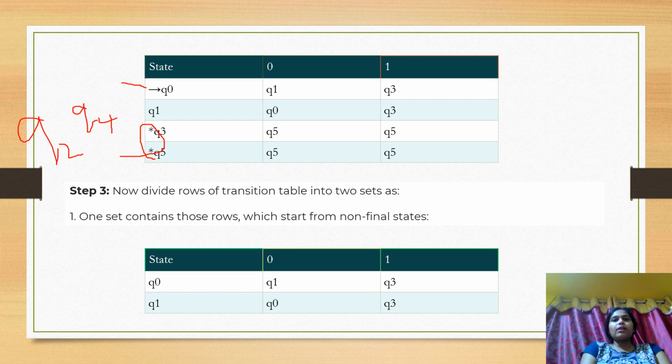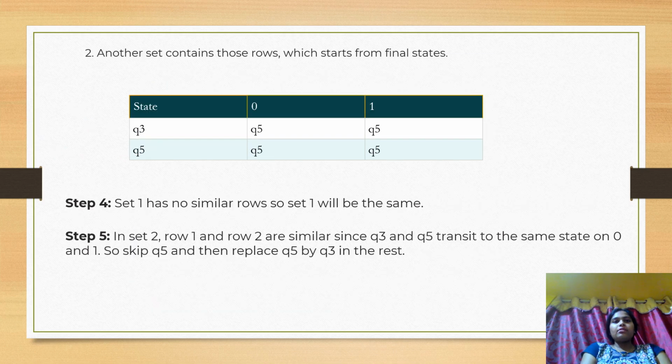In the final stage we get this table. In the third step we divide the rows of the transition table into two sets. One set contains those rows which start from non-final states and the other set contains rows from final states. This is the table for non-final states. These are not final, as we have seen before. Q3 and Q5 were the final states, so these are the two tables.